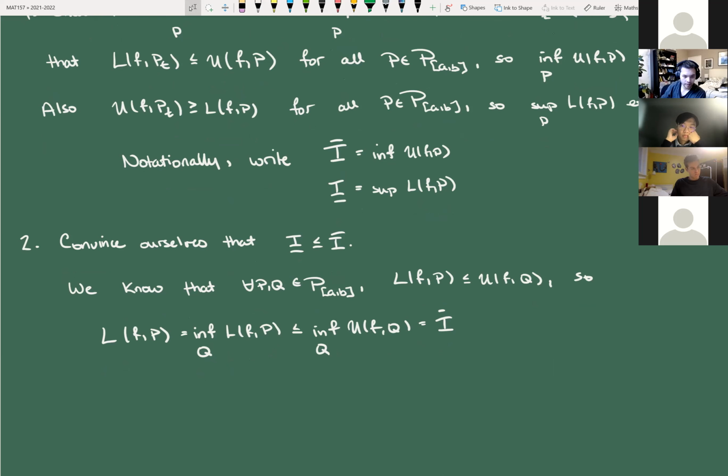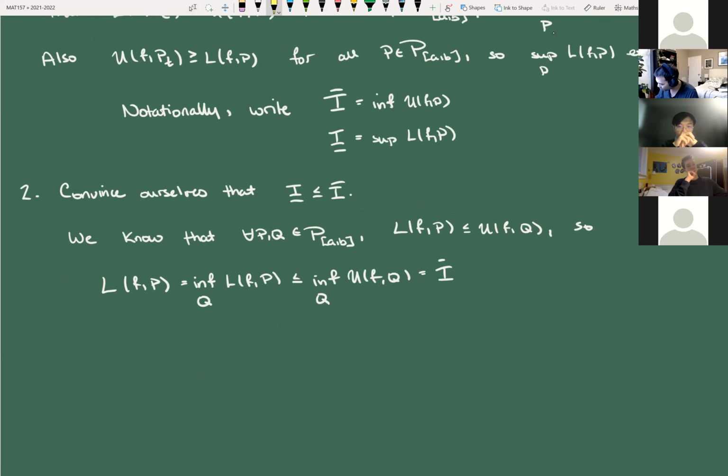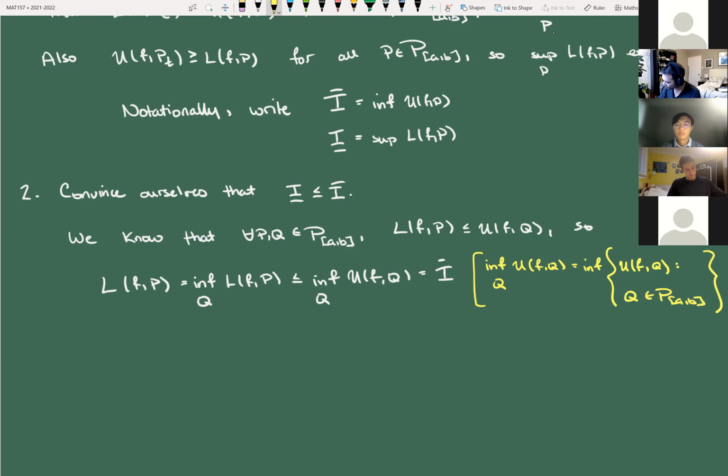What does the Q under the inf mean? Like, I'm infimizing over all of the partitions Q. Maybe let me write this on the side. I'm kind of cheating a bit here, but this is a common abuse of notation. When I write inf of U(f,Q) over Q, what I'm saying is take the infimum over the set of U(f,Q), where Q ranges over all possible partitions. So that is a set of real numbers, and we can take its infimum, and that makes sense.